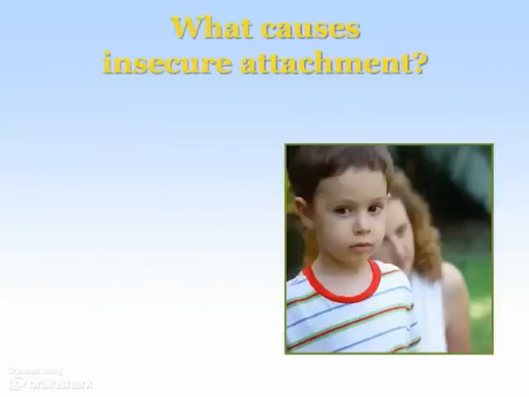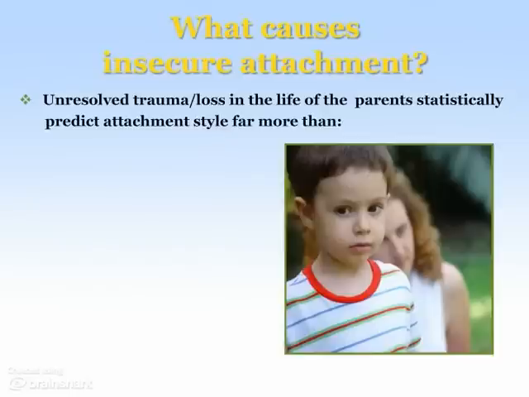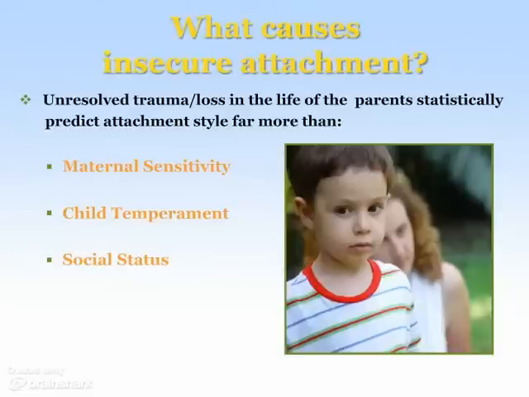So what causes insecure attachment between parent and child? What was found in research is that unresolved trauma or loss in the life of parents statistically predicts attachment style far more than maternal sensitivity ratings, than child temperament, what the child came into the world with, or the social status of the family, or the culture of the family. And again, this research has been done cross-culturally at this point. So what is unresolved trauma and loss in the life of the parent, and how is that affecting how they parent?